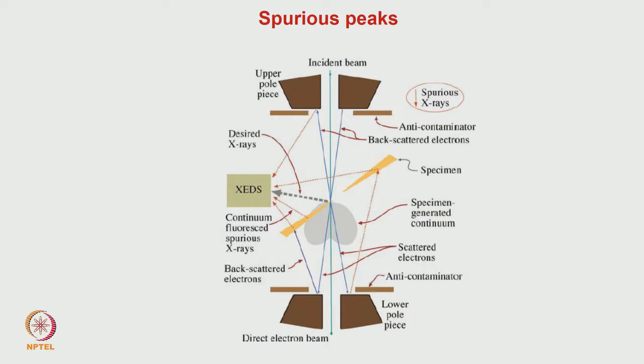Where do the spurious peaks come from? As I mentioned, when the electrons pass through the sample, the specimen generates continuum X-rays. Then these electrons, because they are focused to a point on the sample surface, diverge and may be hitting so many places. From there also X-rays will be produced. When this X-ray passes through, it will hit the thicker region of the sample and it can produce fluorescence. There are so many ways in which this information could be produced.